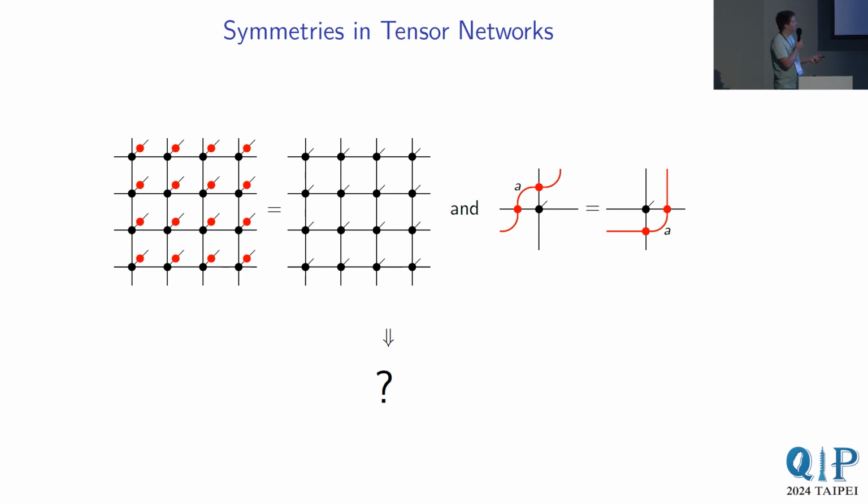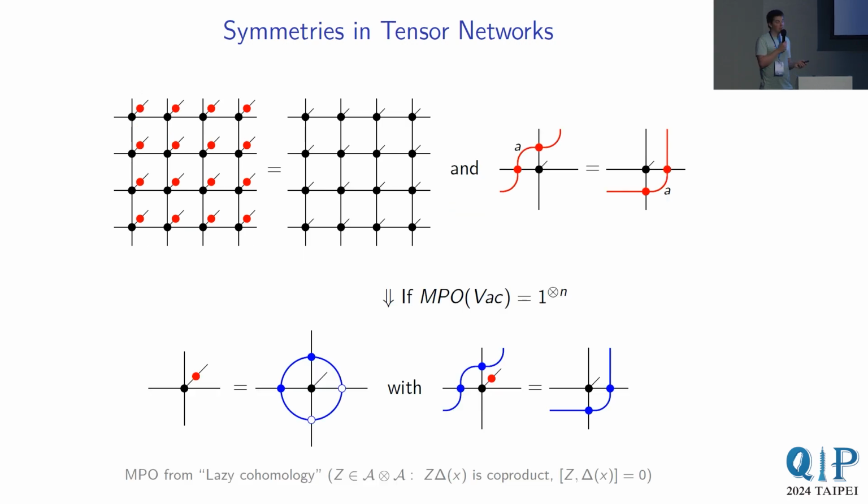So the question arises, what happens if you have both the global symmetry and the topological order? And it turns out that we can answer this question in some special case. So it's not for all possible topological order, but for some special ones.